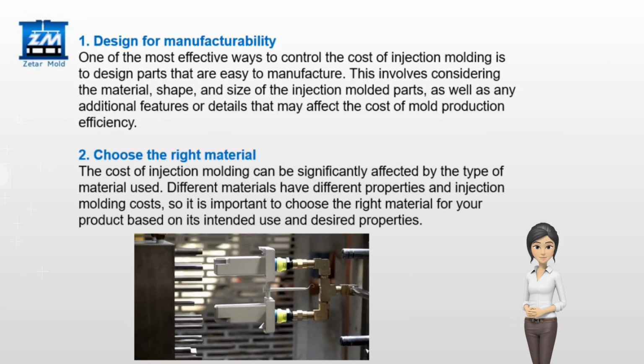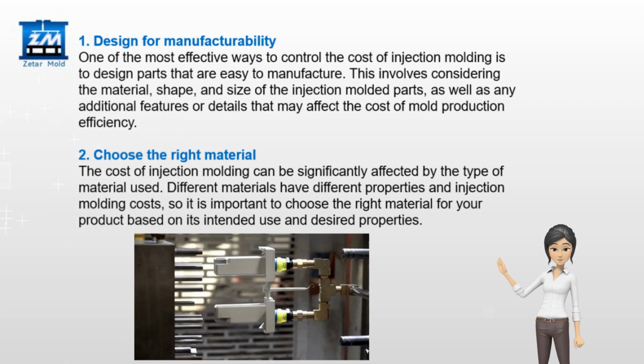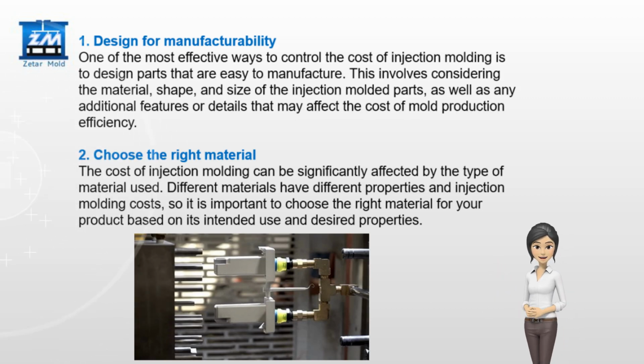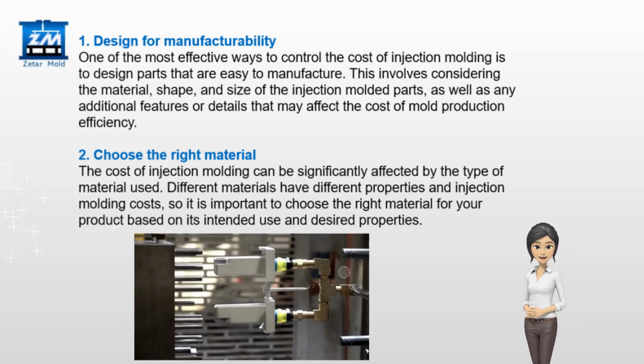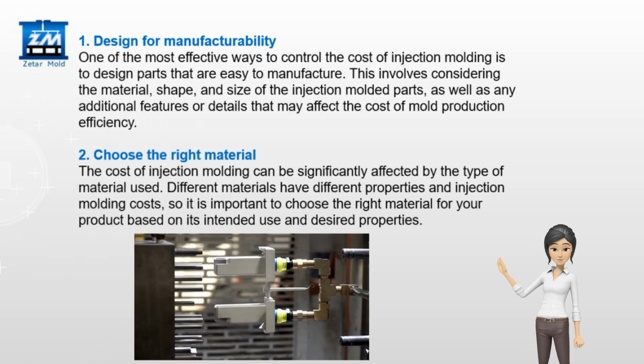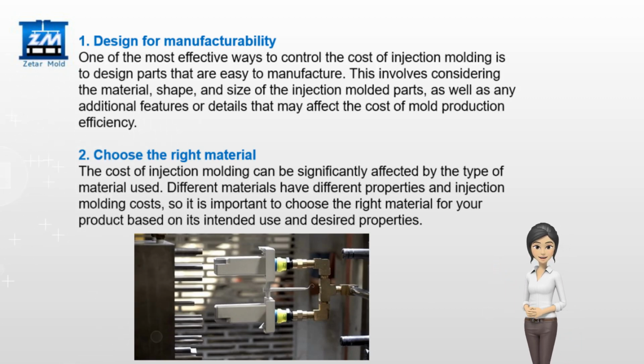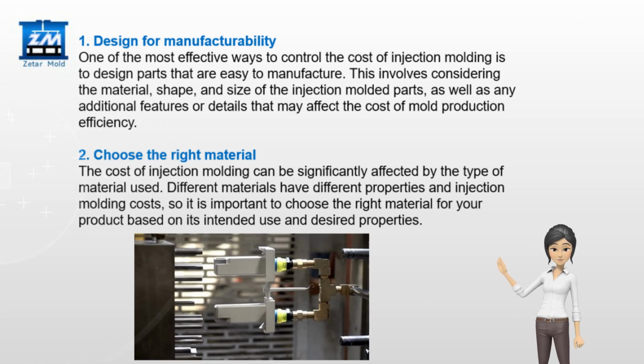Design for manufacturability. One of the most effective ways to control the cost of injection molding is to design parts that are easy to manufacture. This involves considering the material, shape, and size of the injection molded parts, as well as any additional features or details that may affect the cost of mold production efficiency.